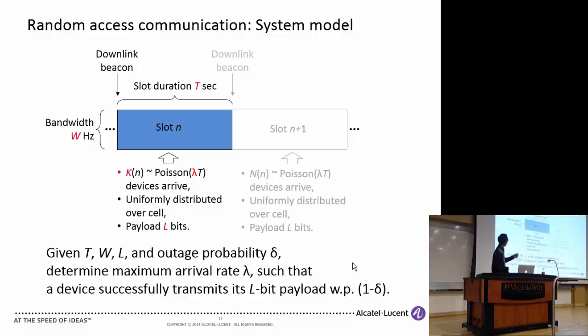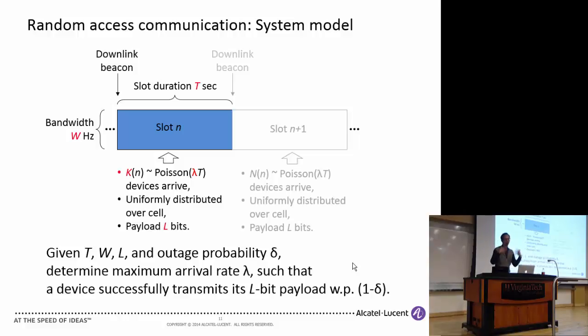Okay, so now given 1 second, 1 megahertz, 1,000 bits, and some target outage probability of delta. This means that we allow some small fraction of devices to not actually be served, and let's say that's something like 1% or 5%. And we want to maximize this arrival rate, lambda. Remember, that's the average number of devices per second that we serve. So we want to maximize this such that a device transmits its L-bit payload with probability 1 minus delta. So delta is the outage probability, it's 5%, and we want it to be successful 95% of the time.